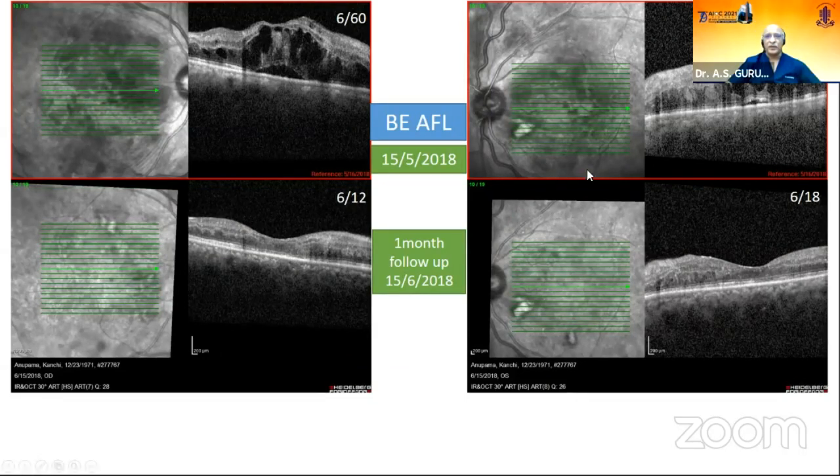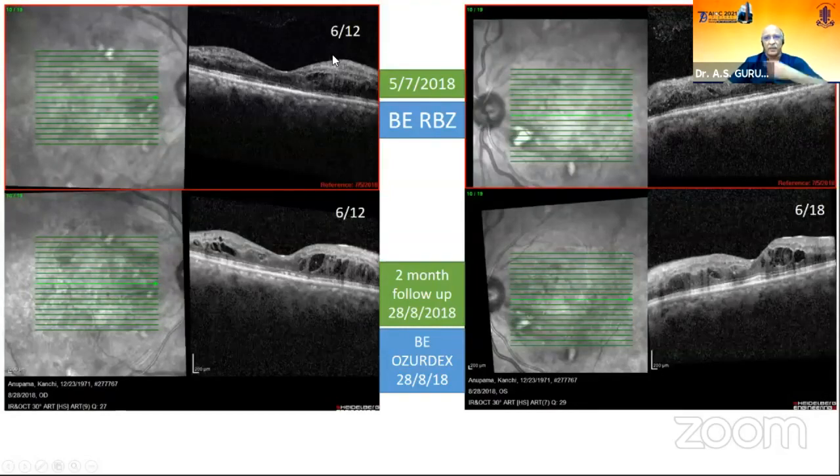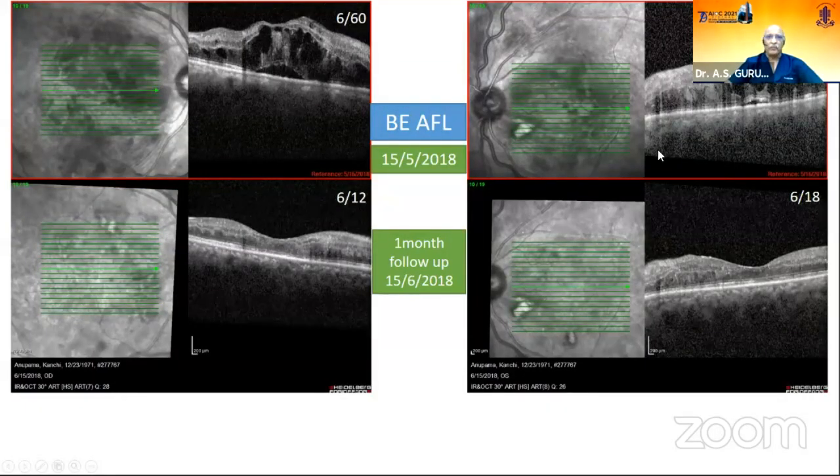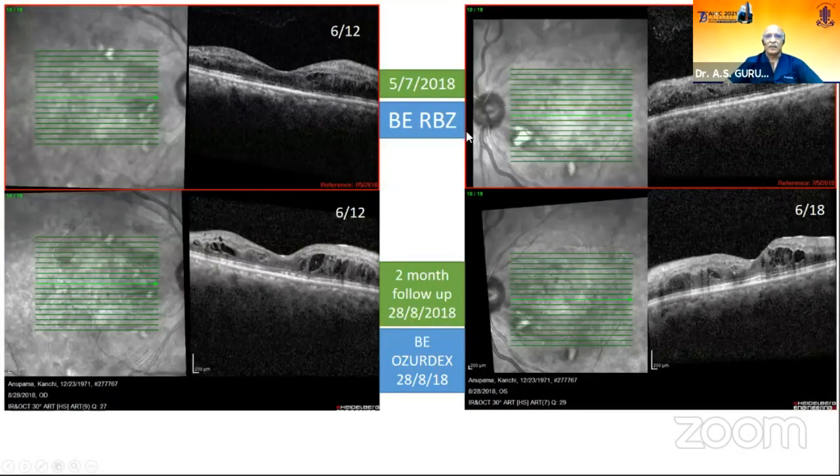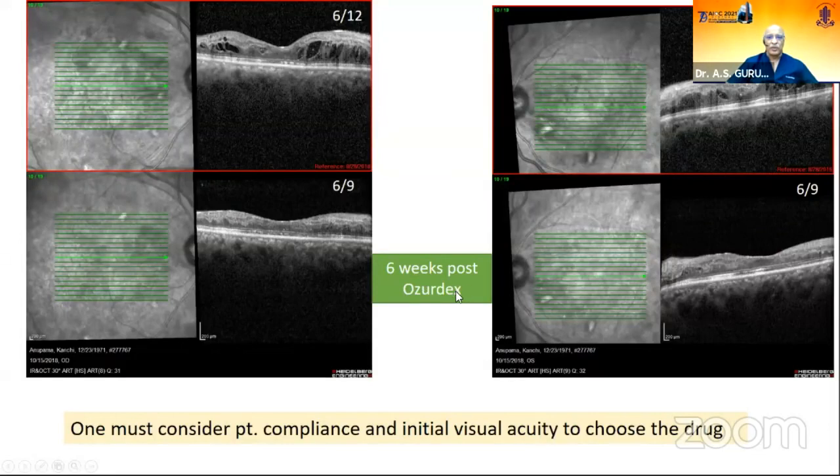So another patient who was treated with aflibercept, 1 month follow-up. This is the picture. This is, mind you, a patient with poor vision, and this is the post injection picture, treated with ranibizumab later because the patient could not afford aflibercept, and then he came back with improvement and was motivated for taking more injections. And this is the injection that was given after 2 months follow-up. 6 weeks post Ozurdex, this was the picture, and the patient was very happy with 6/9 vision.